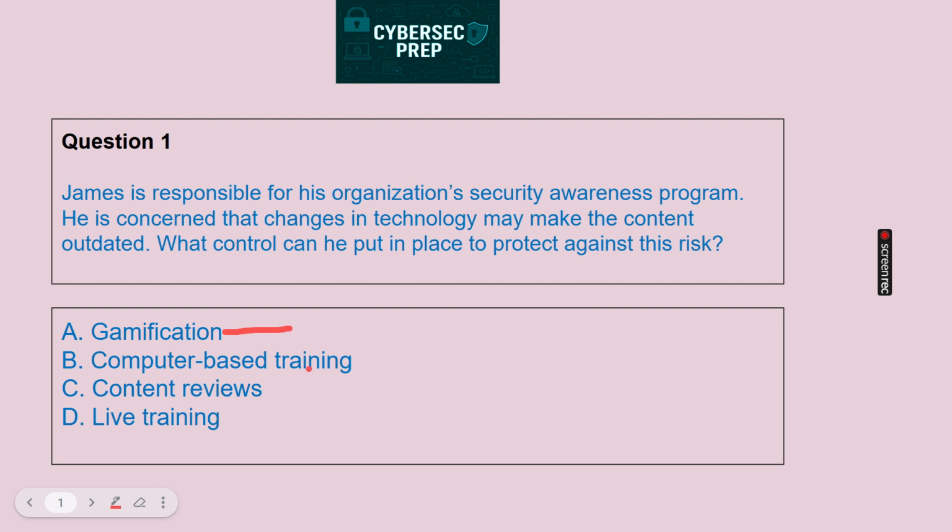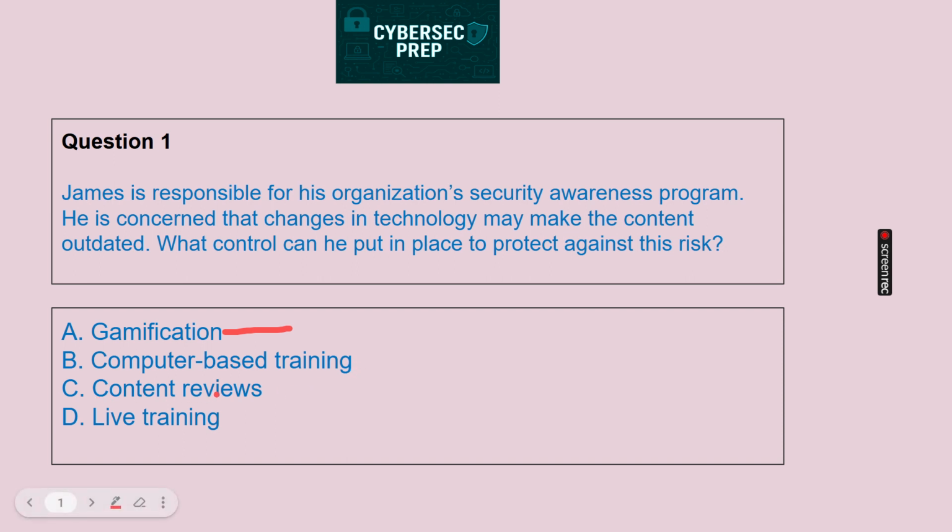Computer-based training. Computer-based training is also a kind of training where people are given a module where they have to go through the module, and it may be having some quizzes at the end or in between. But this is not a control which can protect against the risk that we're talking about, right?